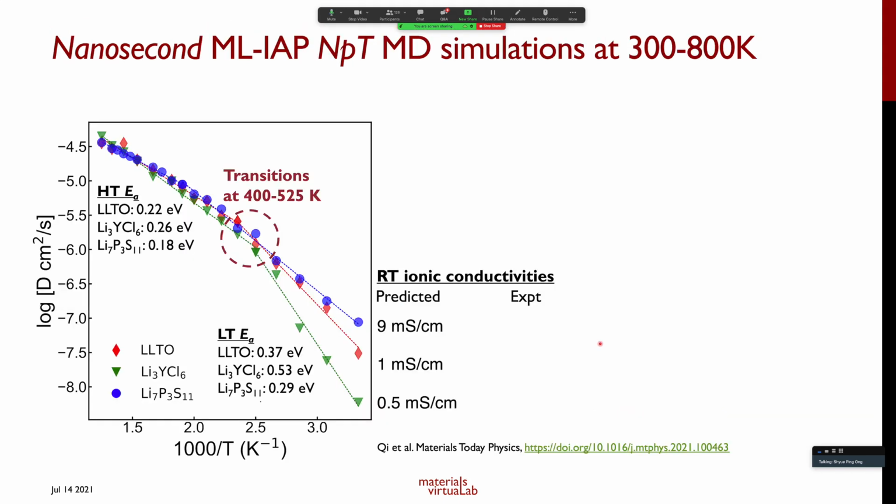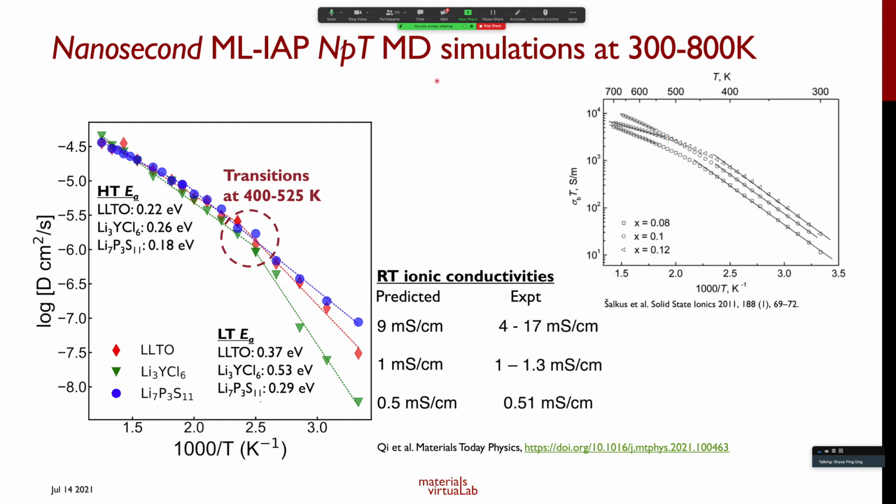Now, basically the machine learning interatomic potentials then enable us to study things like long time scale, nanosecond versions of our MTP-MD simulations, and we can then construct these very, very nice Arrhenius curves. And what we essentially found was that our predicted ionic conductivities are now much closer to experiments.